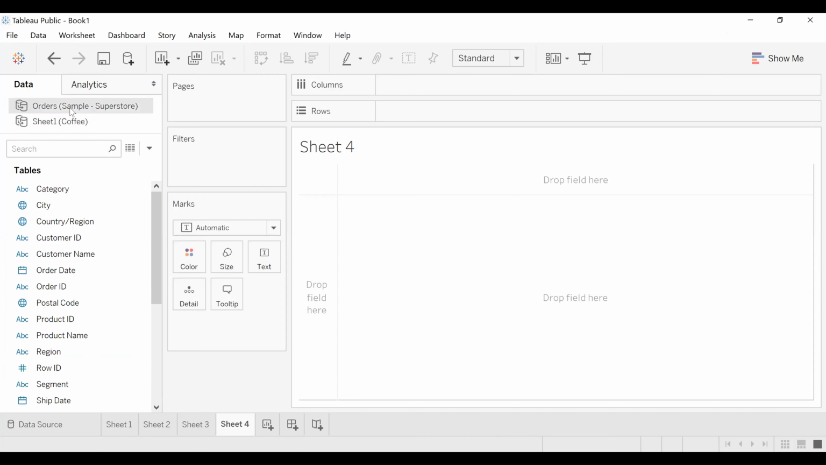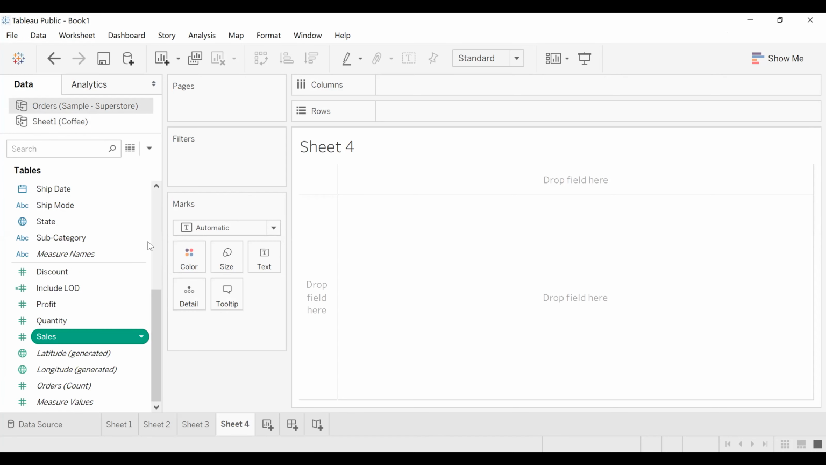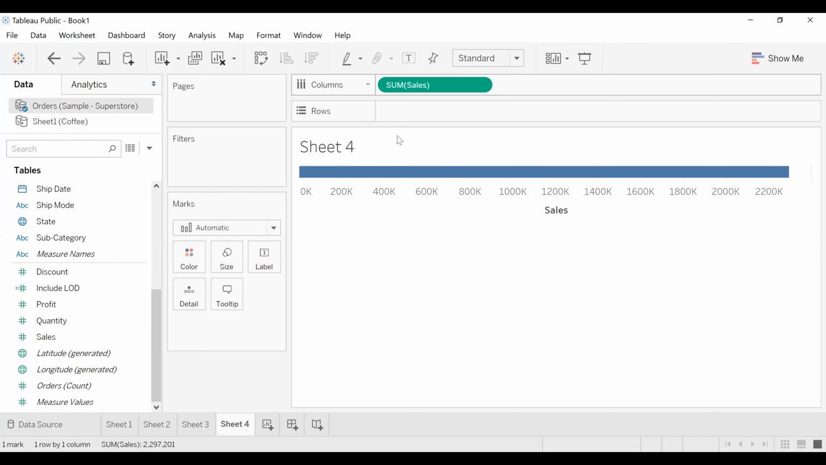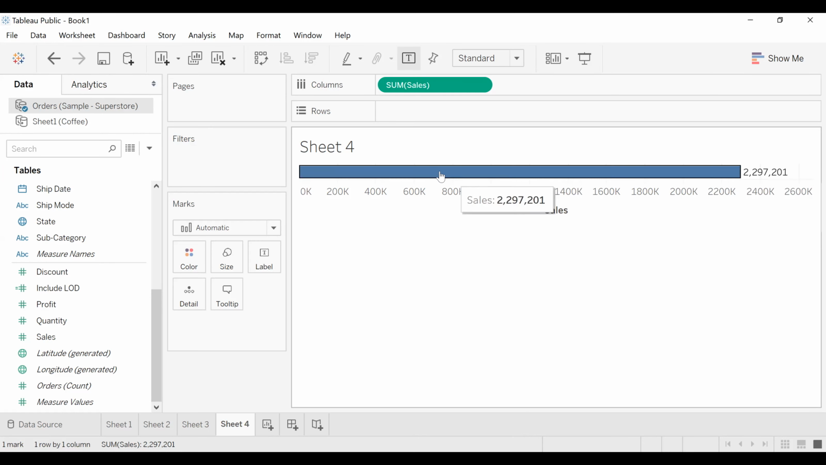Let's go back to sample superstore, and I will bring the sales column. You see here the sum of sales is 229 something. This is the sale showing for the entire data present in my sample superstore. It is summing up all the data and showing it here. Suppose I want to see the sum of sales at the region level.